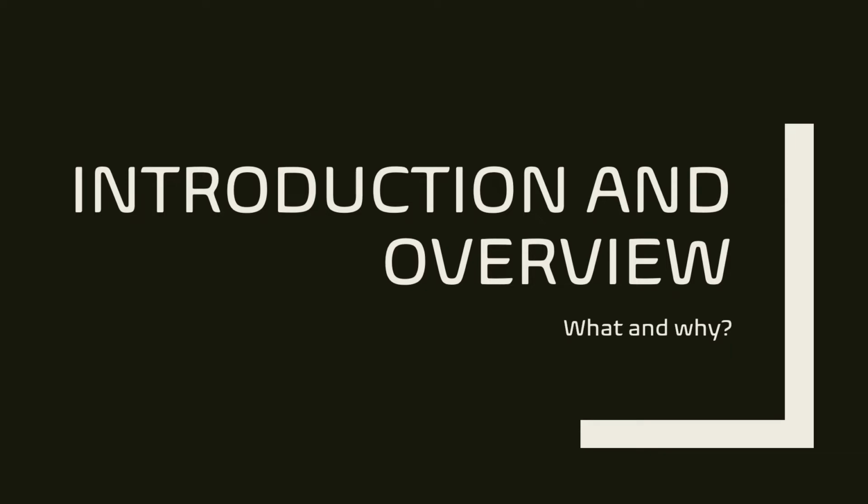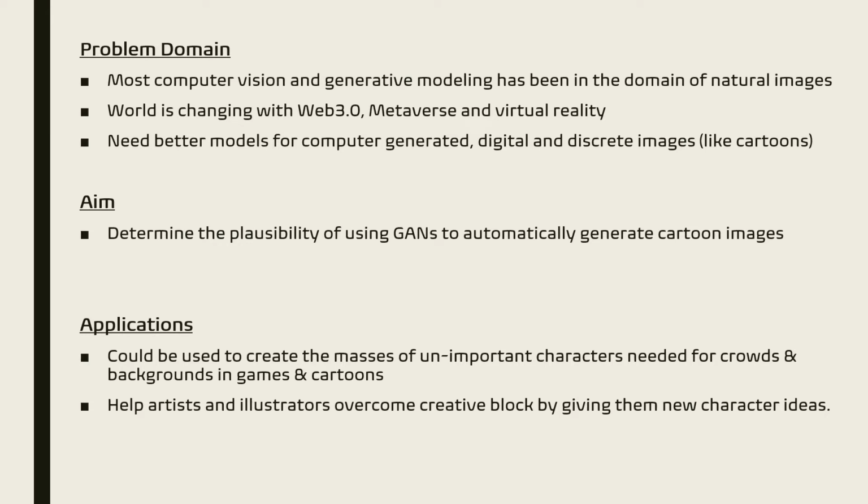So what exactly is this, and why are we doing it? Most computer vision and generative modeling has been in the domain of natural images such as human and animal faces, but the world is changing rapidly with Web 3.0, the metaverse, and related technologies like virtual reality. For this reason, we need to build better models for digital, computer-generated, and discrete types of images, such as cartoons. This project aimed to investigate how plausible it would be to use GANs to automatically create cartoon characters.